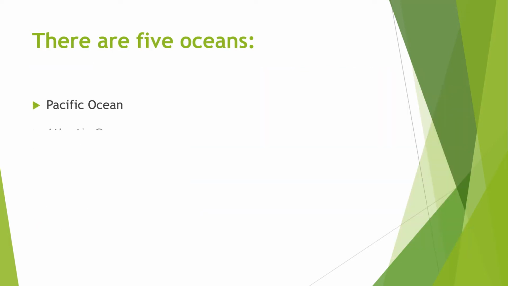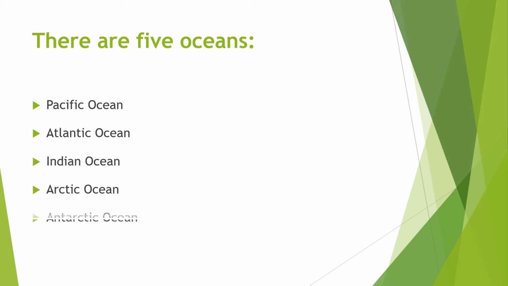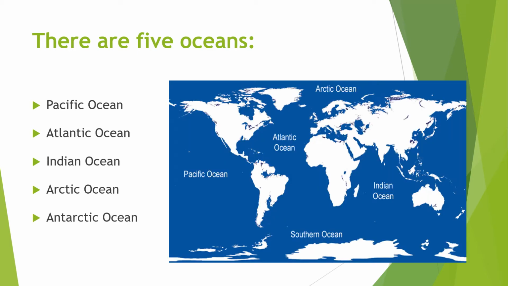Our planet also has 5 oceans. These are the Pacific Ocean, which is the largest ocean on our planet, and the Atlantic Ocean, which is the busiest ocean on our planet. It is the busiest ocean because, A, it lies between the continents of the Americas and Africa, where a lot of waterway traffic happens. A lot of trade, travel, and cruise ships travel through the Atlantic Ocean on a daily basis.